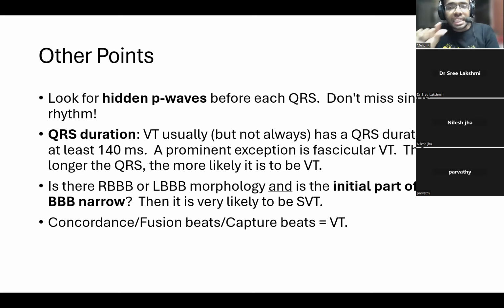Again, focus on the initial part of the QRS complex. If the initial part of the QRS is very broad, more than one small square, that again is going towards a diagnosis of VT. And obviously, if you see concordance, fusion beats, or capture beats, that is automatically VT.